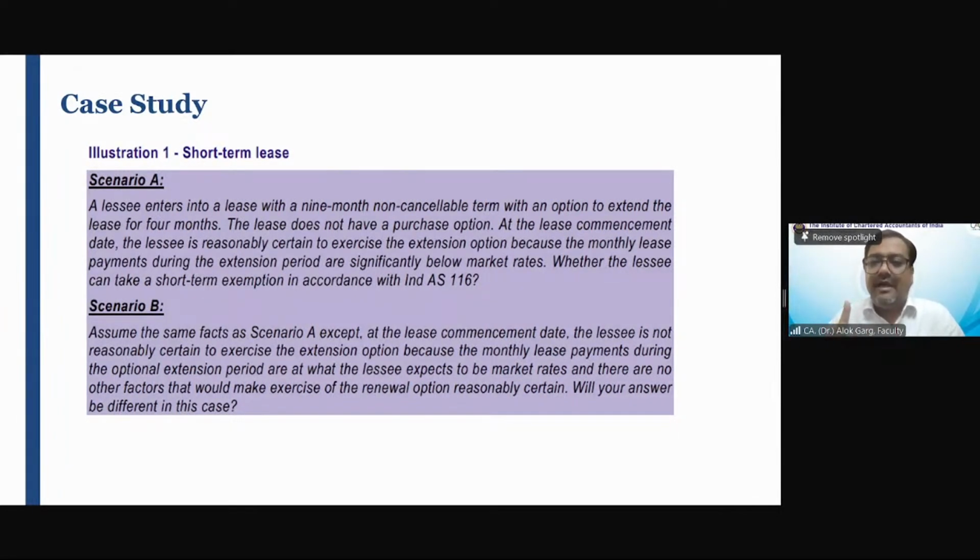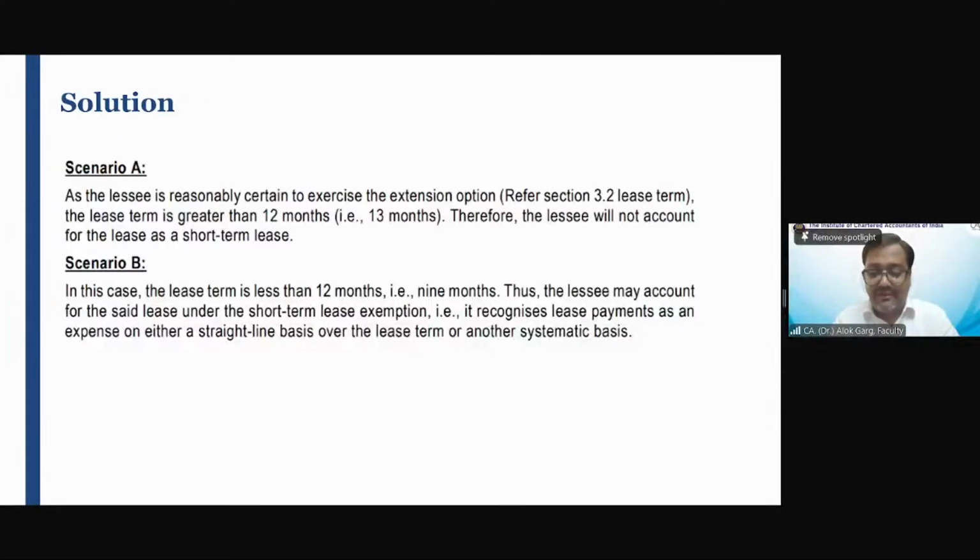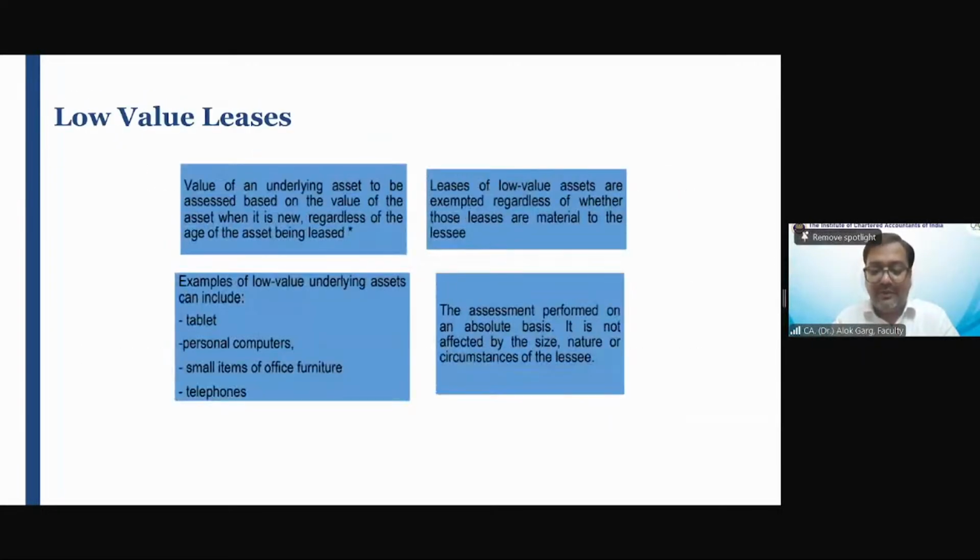First of all, answer one by one. Tell me what the lease period is in this case. 9 plus 4 months. Very good. So what is the total lease period? 13 months. Is 13 months lower or higher than 12 months? Higher. So in this case, is this lease contract eligible for the short-term lease exemption? No, sir. The exemption cannot be taken on this.